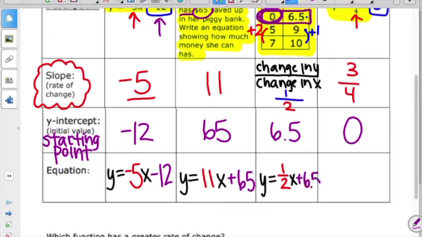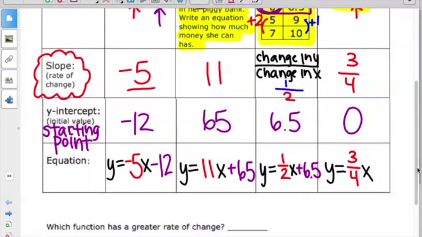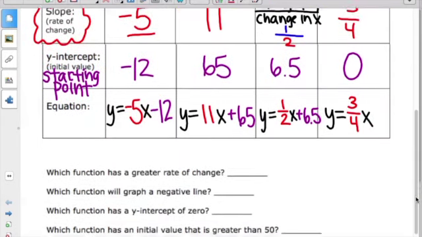And our last one, y equals, our slope was 3/4. Don't forget the x. And our y-intercept is 0, which we don't need to write. So we're just going to leave it as y equals 3/4 x. Now we have some questions that we're going to answer.